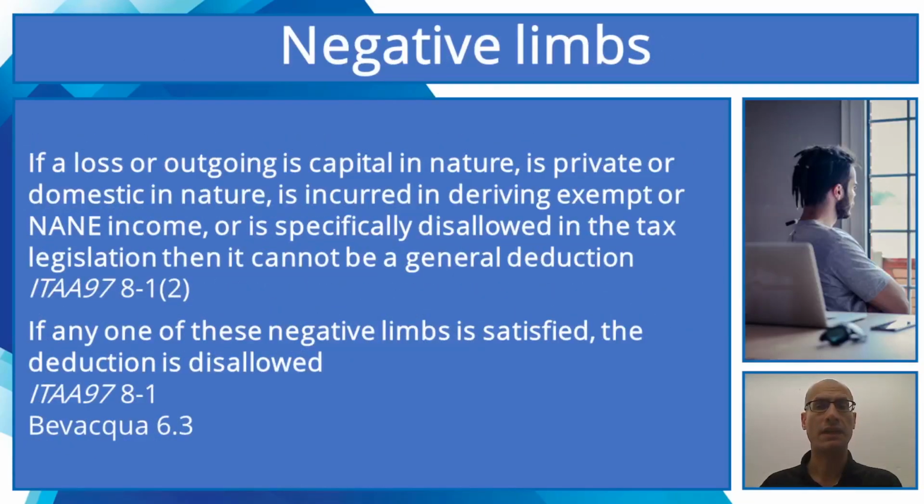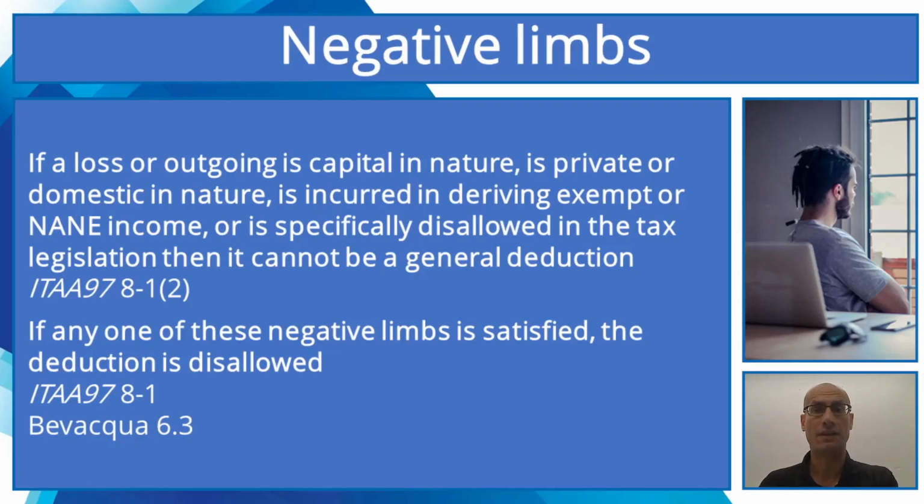Turning now to the negative limbs of the general deduction provisions. These essentially operate to disallow something. So assuming that you satisfy one or sometimes both of the two positive limbs, that's necessary, but it's not sufficient to gain a deduction under the general deduction provisions. All of the negative limbs have to be answered in the negative.